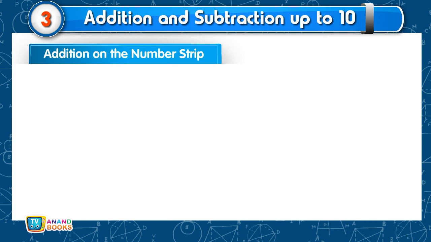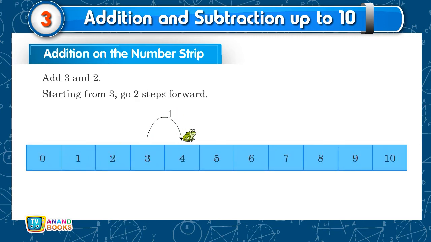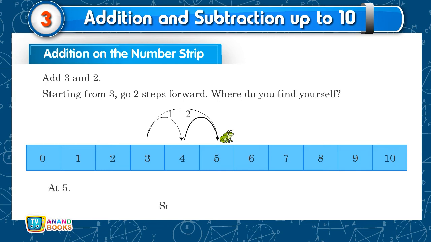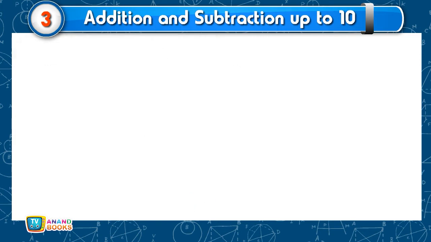Addition on the number strip. Add 3 and 2. Starting from 3, go 2 steps forward. Where do you find yourself? At 5. So, 3 plus 2 is equal to 5.